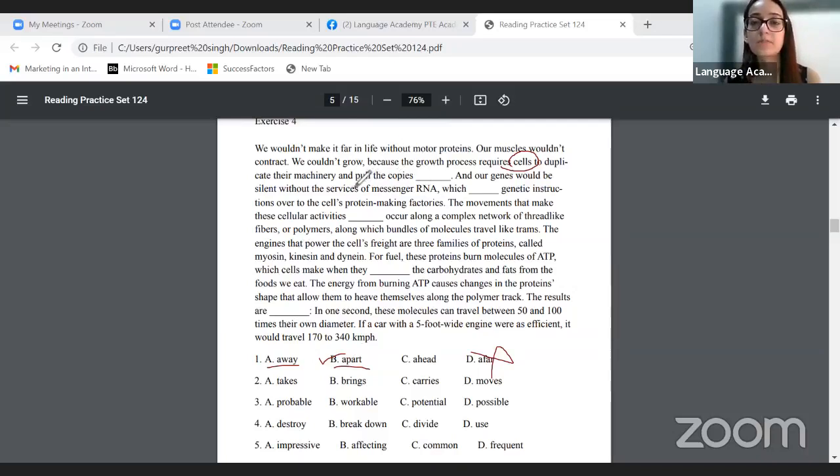Pull the copies apart means divide the cells, and our genes would be silent without the services of messenger RNA, which dash genetic instructions over to the cell's protein making factories. Messenger is singular, so we need a verb with S. This messenger dash genetic information. We have all the verbs with S, so we have to go with the context. This messenger moves genetic instructions particularly, carries instructions, brings instructions, or takes instructions.